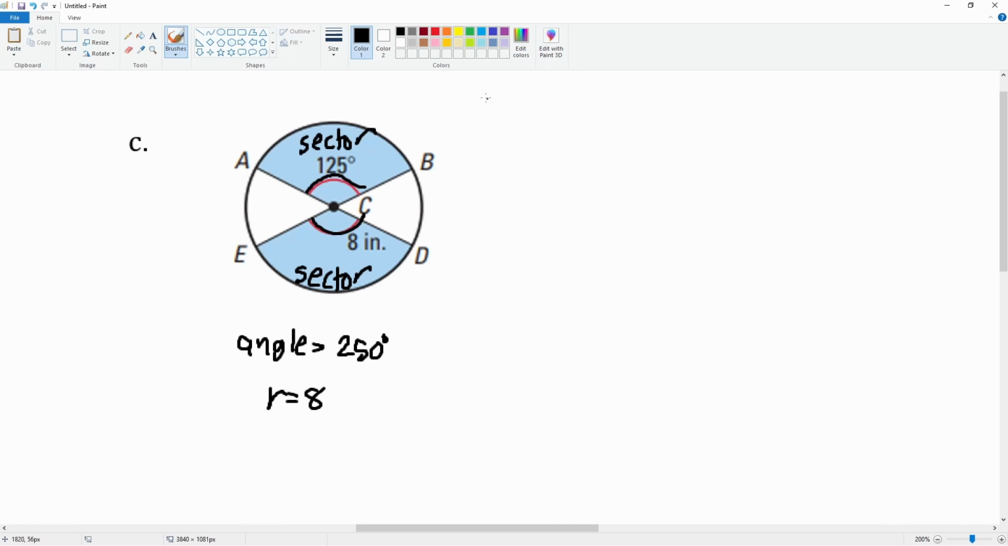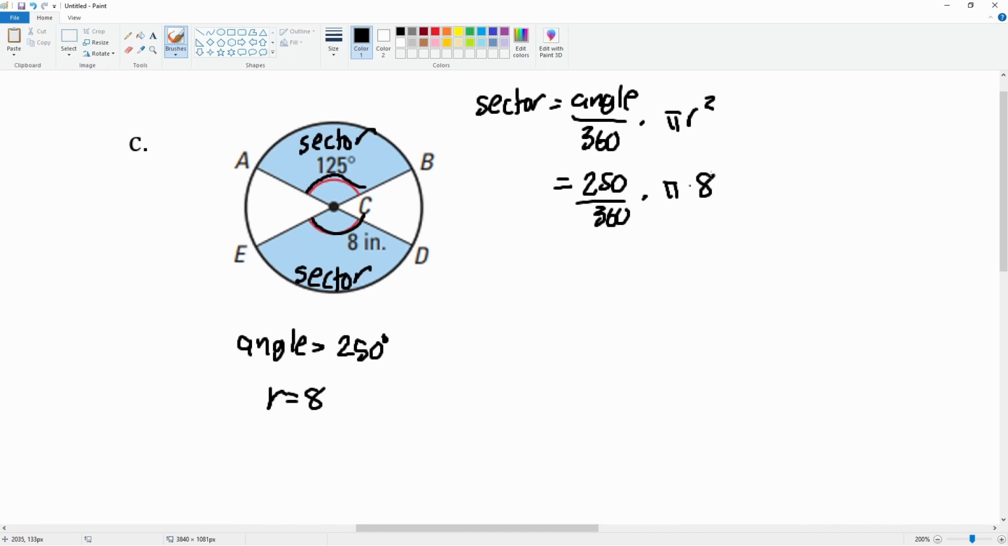Okay? So the sector is equal to an angle divided by 360 times pi r squared. The angle here is 250 divided by 360 times pi, and r is 8 squared. So it's 250 divided by 360 times 64 pi. Right, let's see. 250 divided by 360 times 64. So we get 44.44 pi, which is equal to the sector.